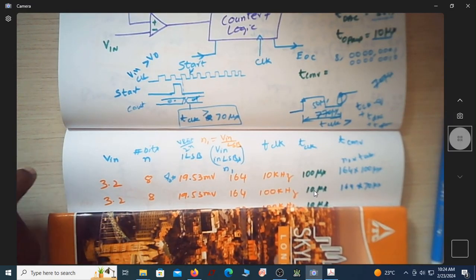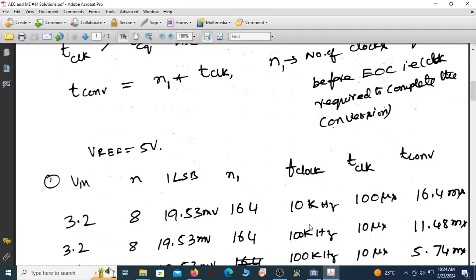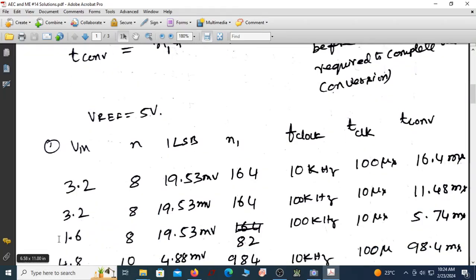So it's not like 10 microsecond into 164. It is not 10 microsecond into 164, because this is coming too fast. You can't take that. So on the same lines, let me just see this. Now it is 1.6 volt. Number of bits are 8. One LSB is 19.53. The number of LSBs corresponding to 1.6 will become 82.